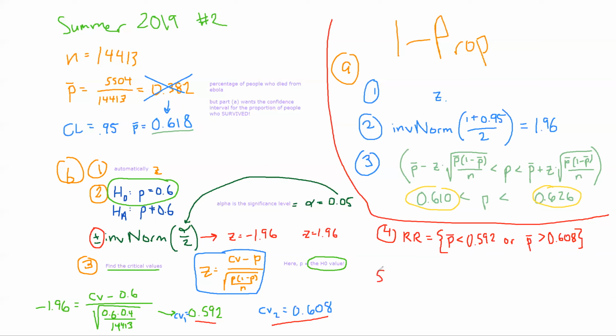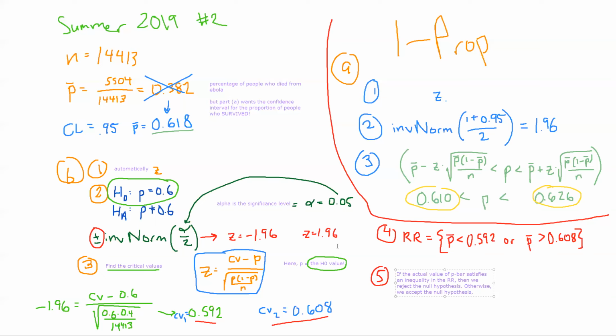Step 5 is to draw a conclusion. So our rejection region is constructed. Here's how we draw a conclusion. If the actual value of P bar satisfies an inequality, not both, but one of the inequalities in the rejection region, then we reject the null hypothesis. Otherwise, we accept the null hypothesis.